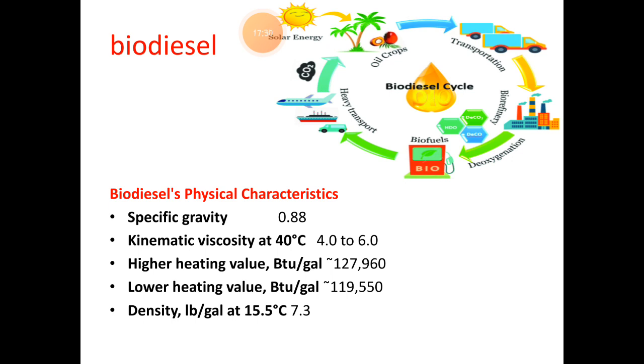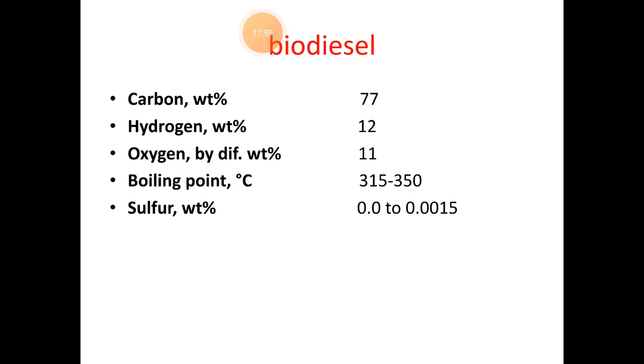To name a few, specific gravity is 0.88, viscosity is 4 to 6, density is 7.3, higher heating value is 127, hundreds are 960, carbon weight is 77%, hydrogen weight is 12%, oxygen weight is 11%, and sulfur content is 0 to 0.0015%.